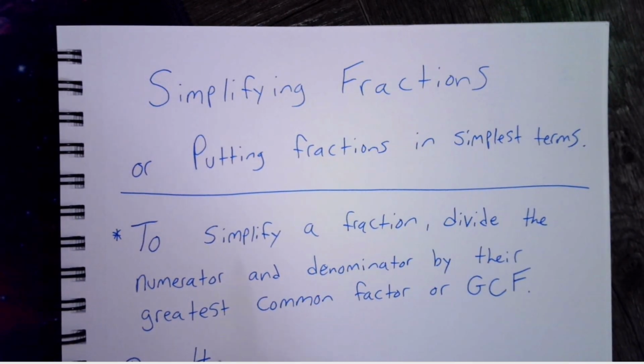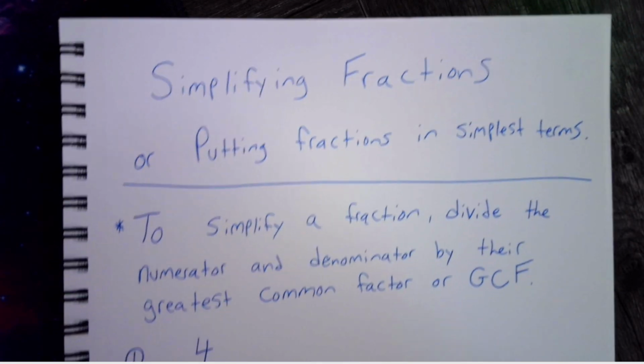So the steps you have to do to simplify a fraction is to divide the numerator and the denominator by their greatest common factor, or we call that GCF. So we're just going to jump right in.